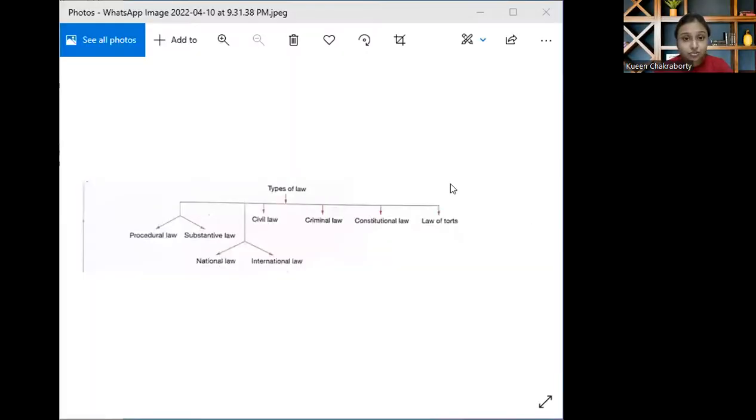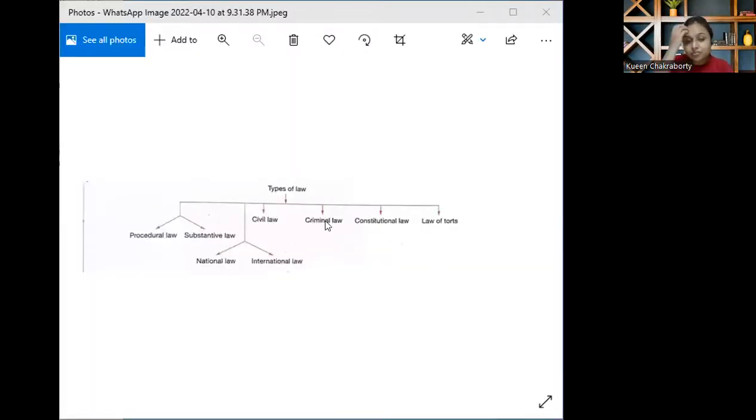Okay, so having given you the introduction or the definition of law, I'm going to discuss the types of laws that we have. Firstly, we can talk about procedural law, substantive law, national law, international law, civil law, criminal law, constitutional law, law of torts. So these are the various types of laws that we have. Definitely, you might find it quite confusing since there are a number of laws, so I can share my screen and let you see.